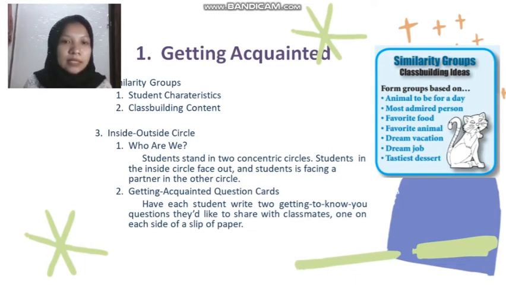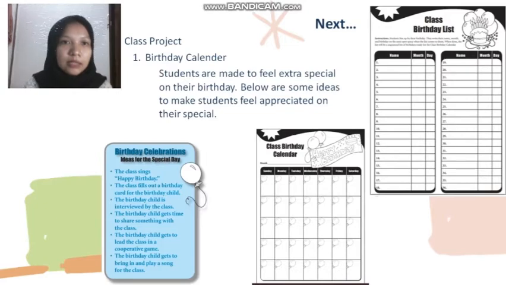The next is getting acquainted question cards. Have each student write a getting-to-know-you question they'd like to share with classmates, one on each side of a slip of paper. This is the similarity groups class building ideas. Form groups based on animal to be for a day, most admired person, favorite food, favorite animal, dream vacation, dream job, taste, dessert.